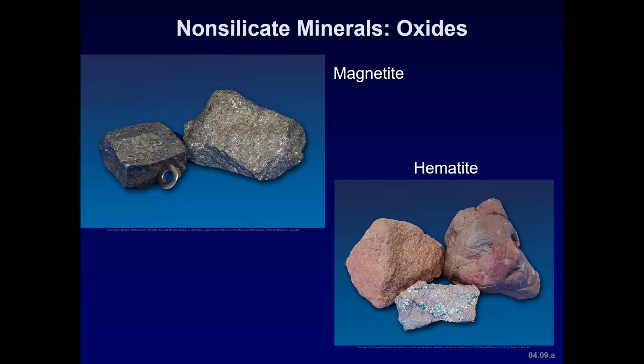All right, now oxides, those could be magnetite or hematite. Magnetite is commonly found in small black grains in igneous, sedimentary, and metamorphic rocks. Hematite forms in oxidizing conditions, such as when other iron-bearing minerals oxidize.